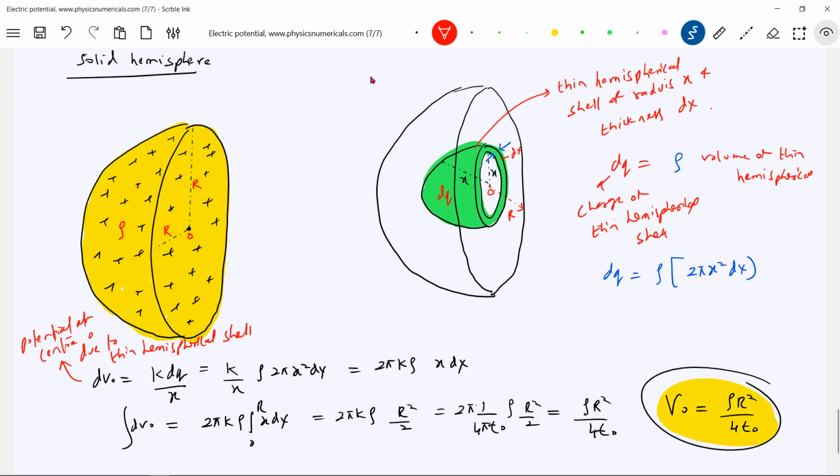So what is the basic idea? We assume that the solid hemisphere is made up of thin hemispherical shells of radius x and thickness dx. Like that, if you add up the layers of increasing radius, then what happens? We'll get a solid hemisphere. Like this, we'll get the potential at the center of the solid hemisphere.